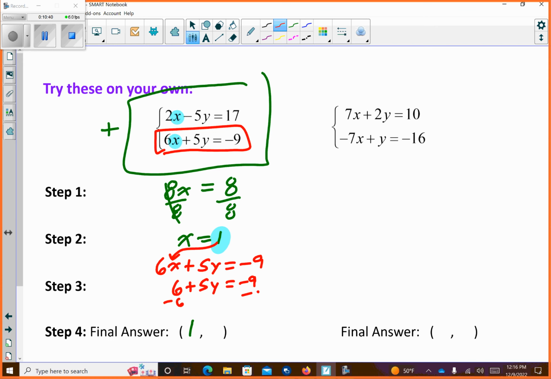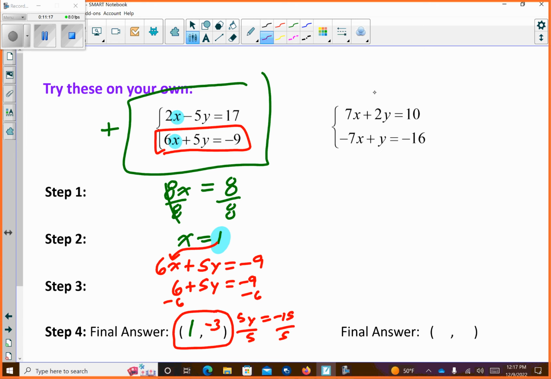Subtract 6, subtract 6. 5y equals negative 15. Divide each side by 5. What do I get? Negative 3. There's my solution. This is kind of a breath of fresh air. Not too bad. So if I happen to graph these, they would have crossed at 1, negative 3, but they would not have graphed nicely.